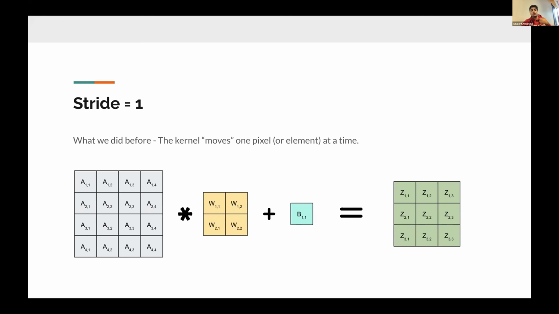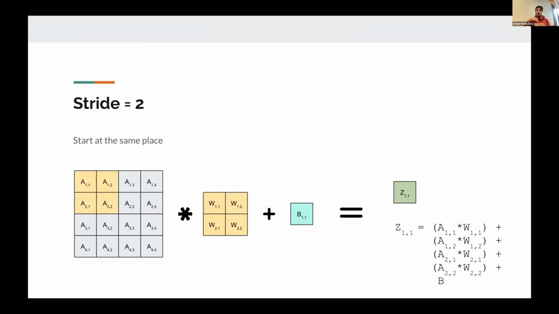So when we have stride equals 2, essentially what happens is it jumps 2 elements to the right instead of jumping one. So we create one output the same way we created the first output before, and the next output is created by striding 2 to the right. Right?